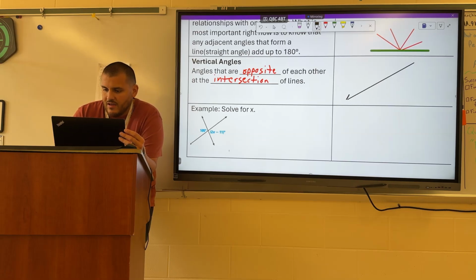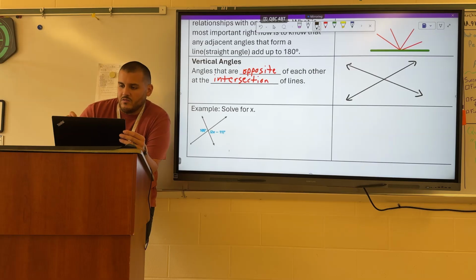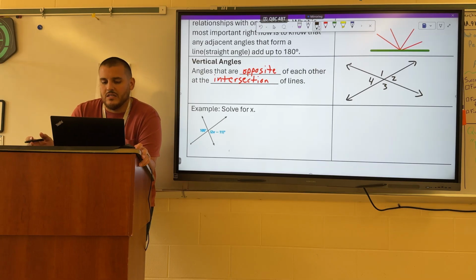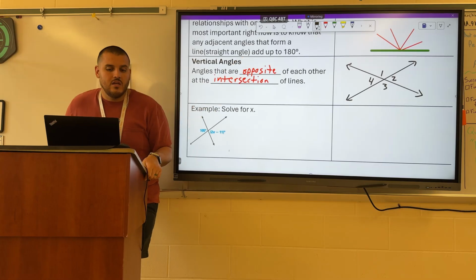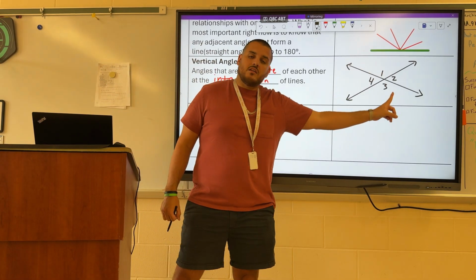Remember, lines have arrows on both sides. Draw another line. And we'll notice that that creates 4 angles here, which I'm going to number in this problem. There's 1, 2, 3, and 4. 4 angles at the intersection of these lines. Angles that are opposite of each other would be like 1 and 3. They're across the intersection from each other.